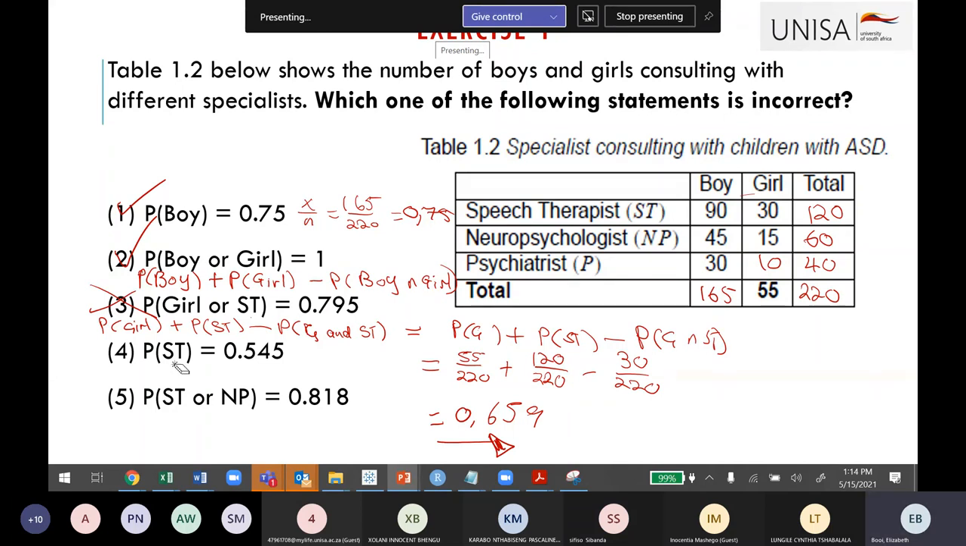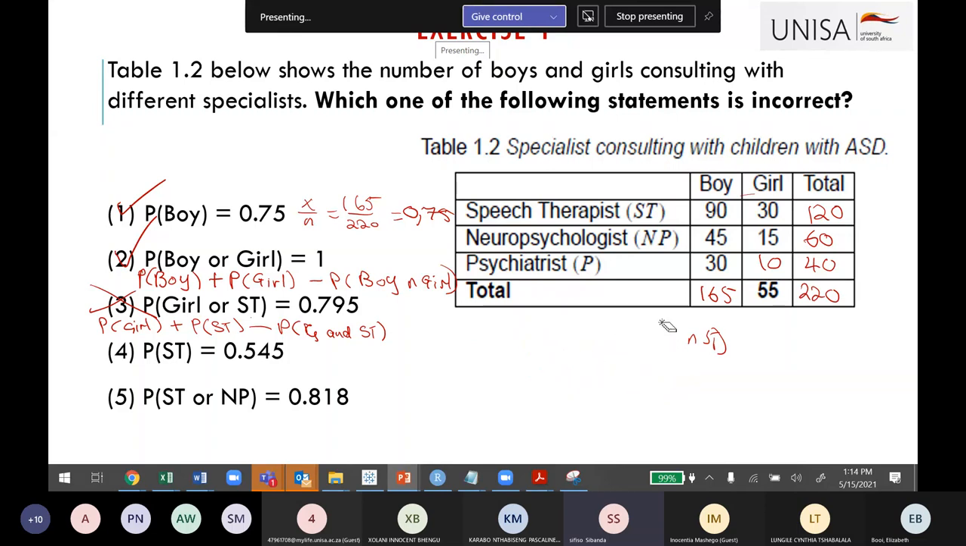Calculate the probability of speech therapist. It's 120 divided by 220, and it's 0.545. And it's the same, it's correct. So that is correct.